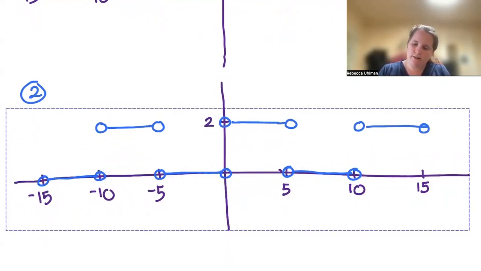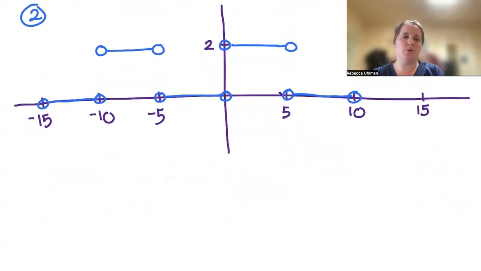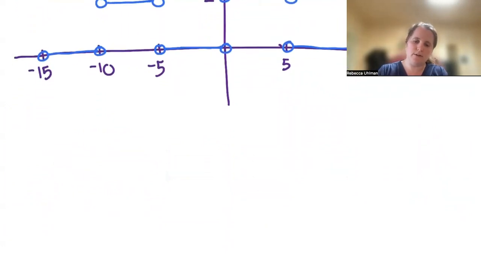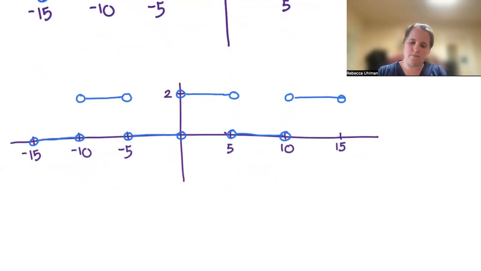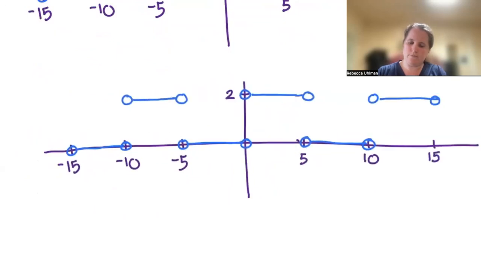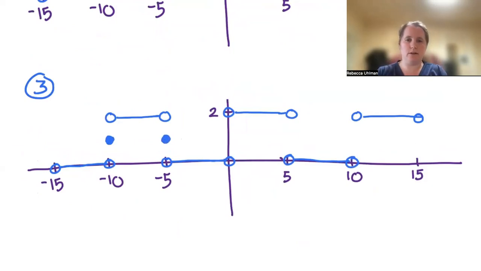Taking this whole thing then, doing our final step of adding in the points, splitting the difference in our jump discontinuities. We will put in a point at -10, 1. That's halfway between the 2 open circles at -10. We will put in a point at -5, 1. Again, that's halfway between the 2 open circles at -5.